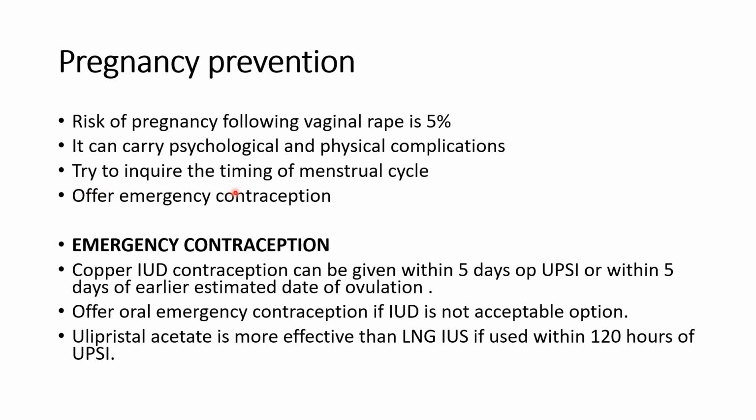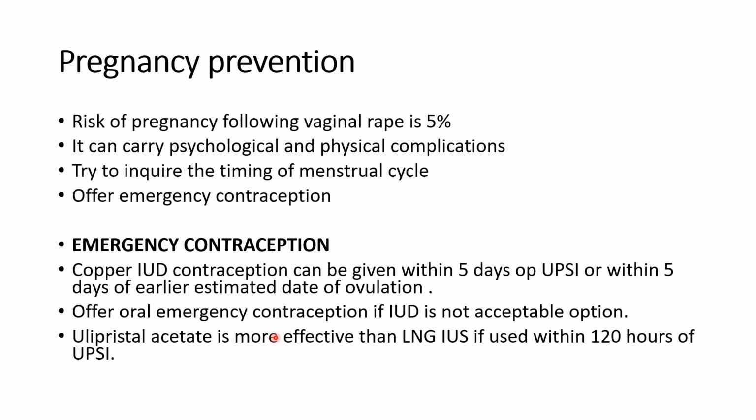Try to inquire about the timing of the menstrual cycle. So are these her ovulation days, or has she just finished her cycle? Whatever, you have to ask regarding the timing of her menstrual cycle. Offer emergency contraception. So what emergency contraceptions can you offer? You can offer a copper intrauterine device, which can be given within 5 days of unprotected sexual intercourse, or within 5 days of the earliest estimated date of ovulation, whichever is later. So you can prescribe this.